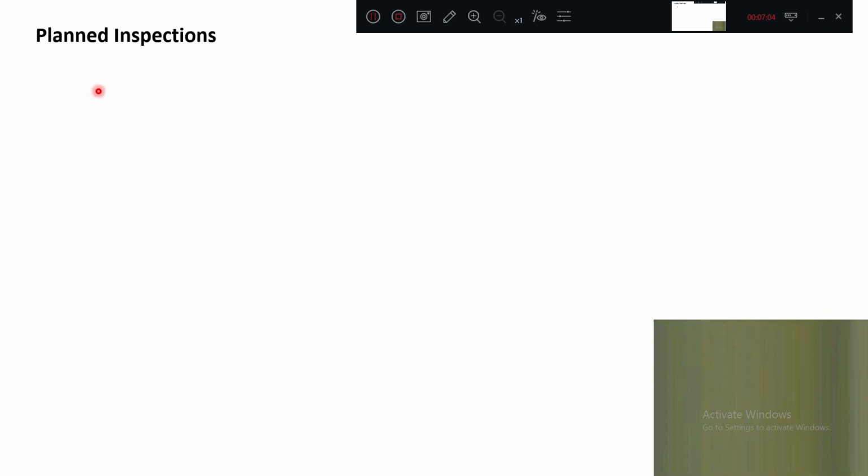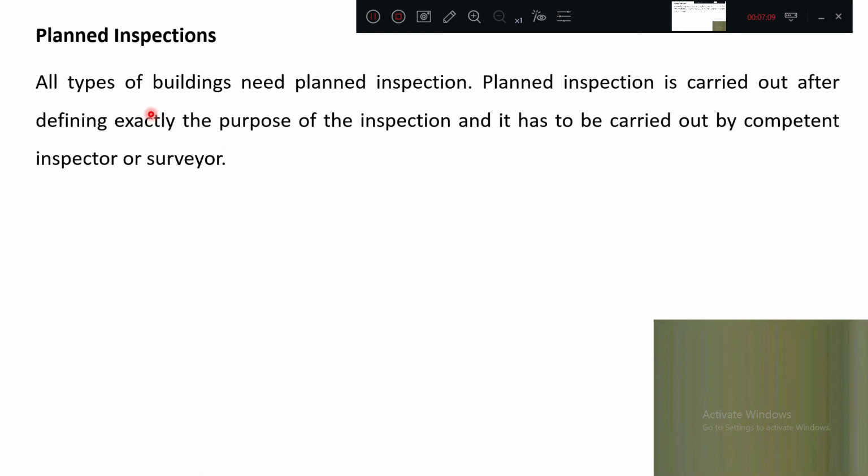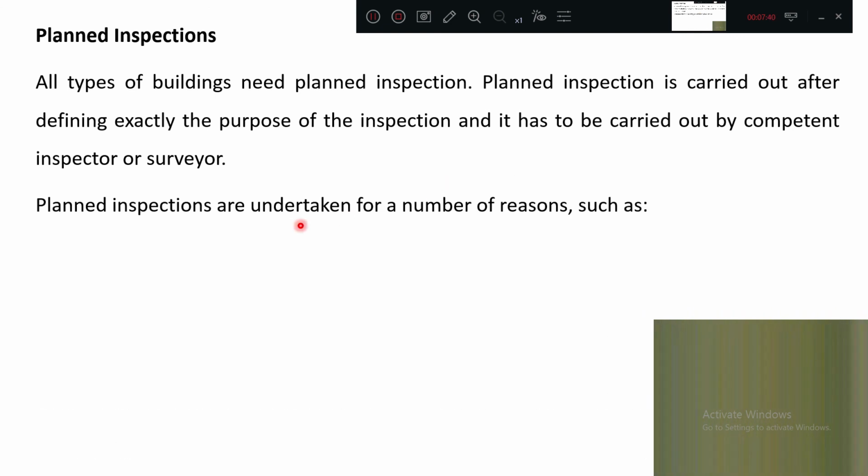In this next part, this is the planned inspection. Planned inspection includes what? All types of buildings need planned inspection. That is correct. Every 6 months or every monsoon season you need to inspect, or pre-monsoon. Planned inspection is carried out after defining exactly the purpose of inspection. Example, whether roof is leak proof or not, whether windows are completely sealed or not. It has to be carried out by a competent inspector or surveyor. Every work should be carried out by a competent person only. No inexperienced person can do all those things.